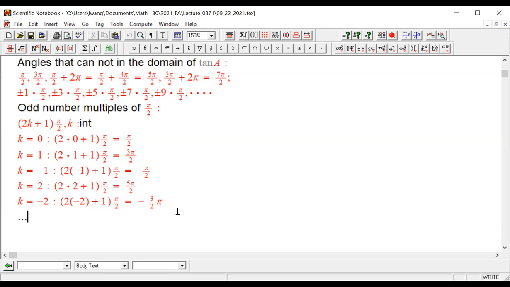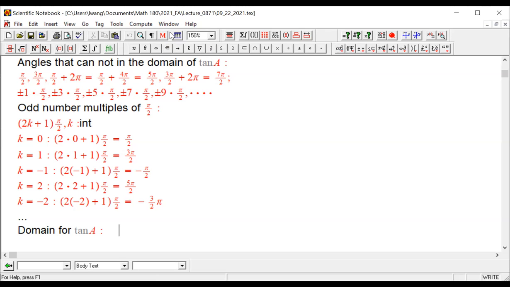I want to make sure you understand this. This is just a domain, okay? So in conclusion, domain for tangent A, okay? This is how we express it.